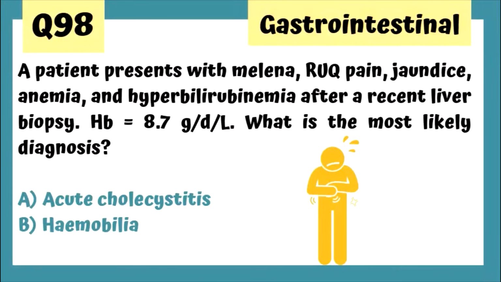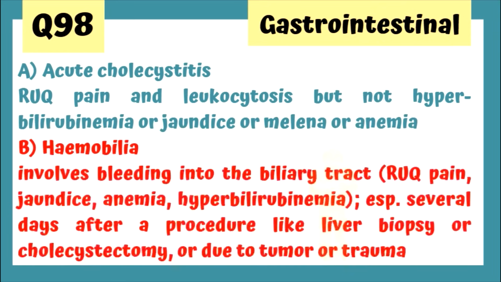Question 98. A patient presents with melanoma, right upper quadrant pain, jaundice, anemia, and hyperbilirubinemia after a recent liver biopsy. Wonder what happened during the biopsy. Sounds like something bad. Hemoglobin's really low. What's the most likely diagnosis? So it sounds like the person is bleeding from the biopsy. Hemobilia involves bleeding into the biliary tract, and the patient presents with right upper quadrant pain, jaundice, anemia, and hyperbilirubinemia, especially several days after a procedure like a liver biopsy or cholecystectomy, or due to tumor or trauma.